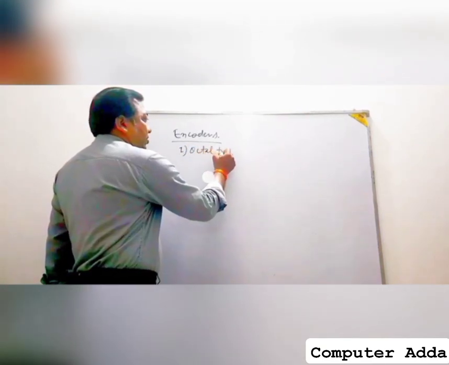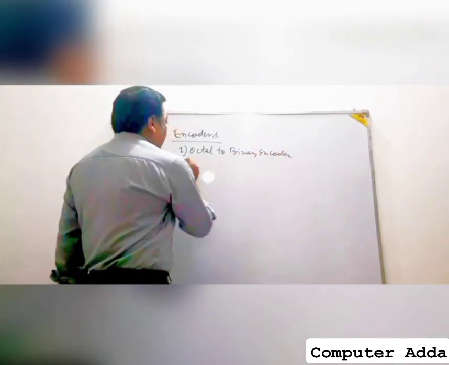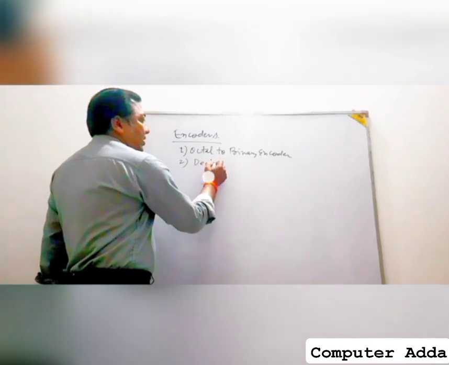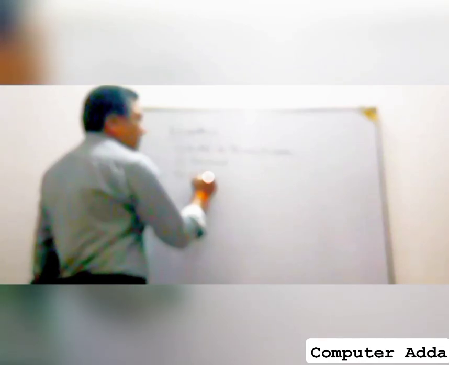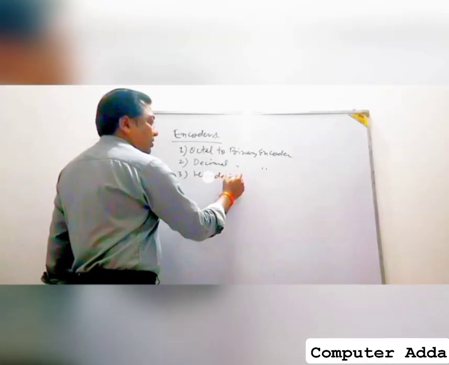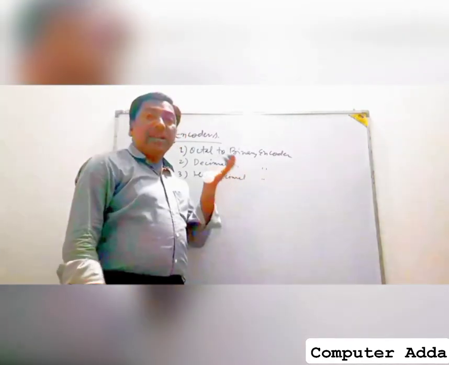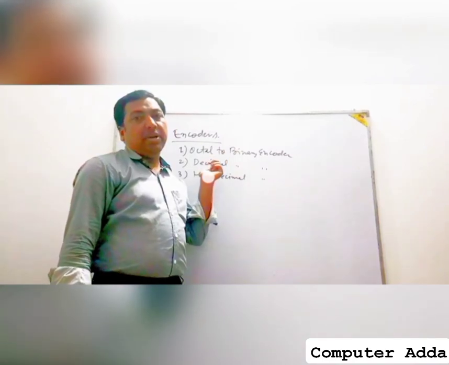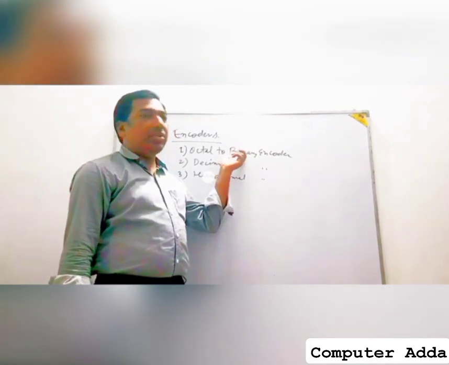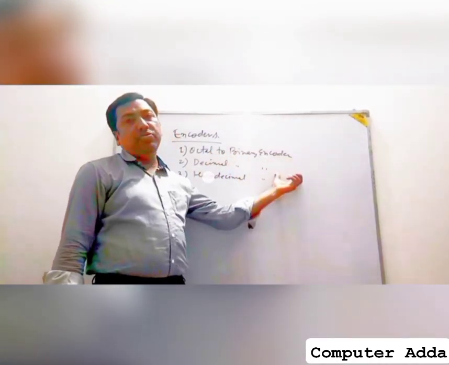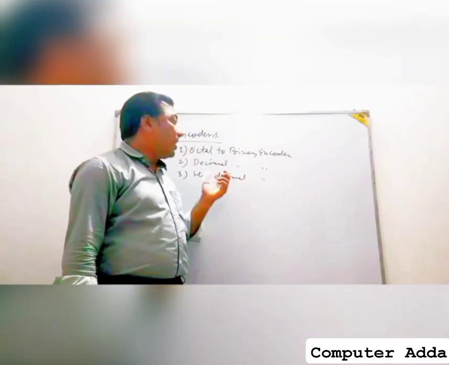Octal to binary encoder, second is decimal to binary encoder, third is hexadecimal to binary encoder. As you know, when we give any input, it is in decimal form, but the computer understands instructions in the binary form. So encoder circuits are used to convert a decimal number into binary. Generally it is used in the design of input devices like keyboards.